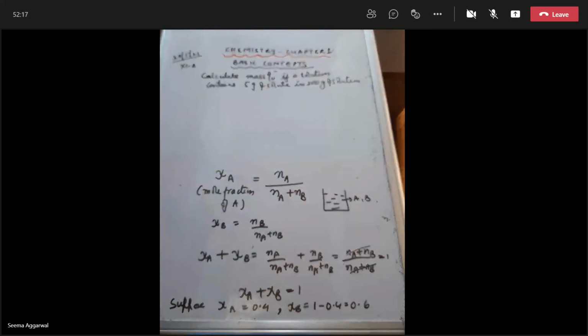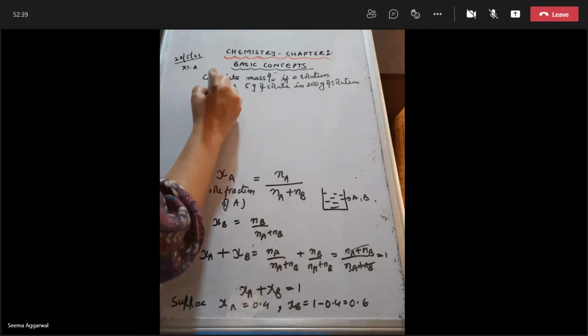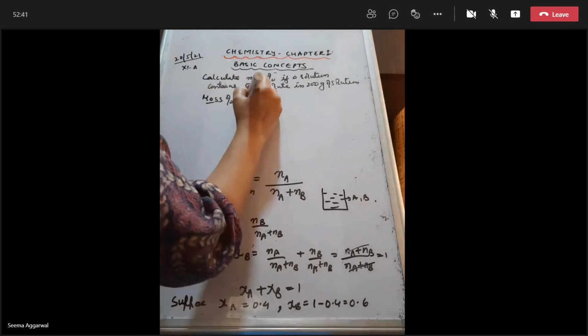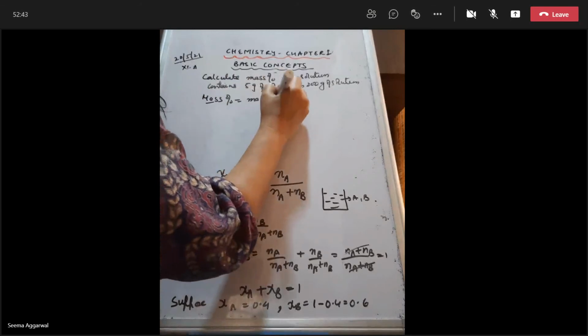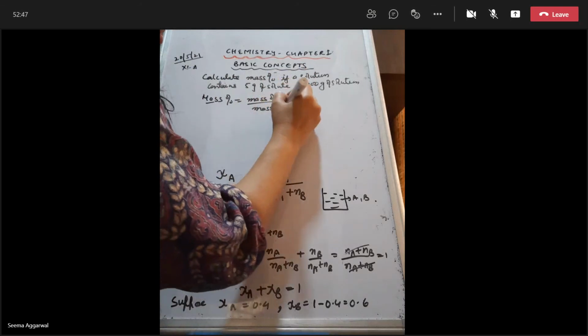One thing to keep in mind in all of these is that we are taking the solution. Whether it is mass percent or volume percent, always what we are taking is the solution. Okay, can you tell me how to do this? What is the formula for mass percent? W percentage equals mass of solute upon mass of solution into 100.